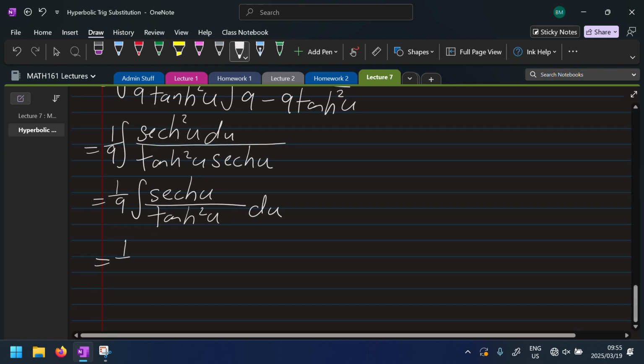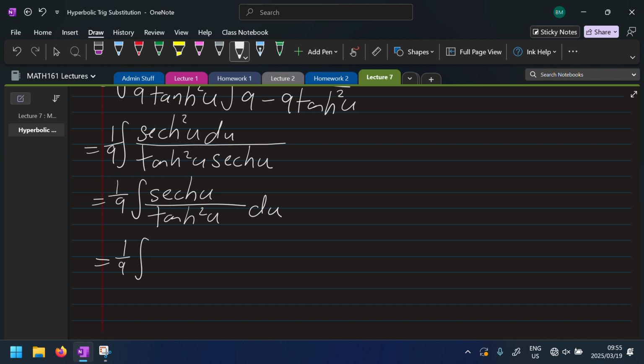Okay, so 1 over 9 integral. Now, written like this, it's a bit of a mess with the sech at the top, tanh at the bottom. So let's change it to sinh and cosh, which makes it a bit easier to work with. So sech at the top, that's 1 over cosh, times 1 over tanh, which is cosh over sinh.